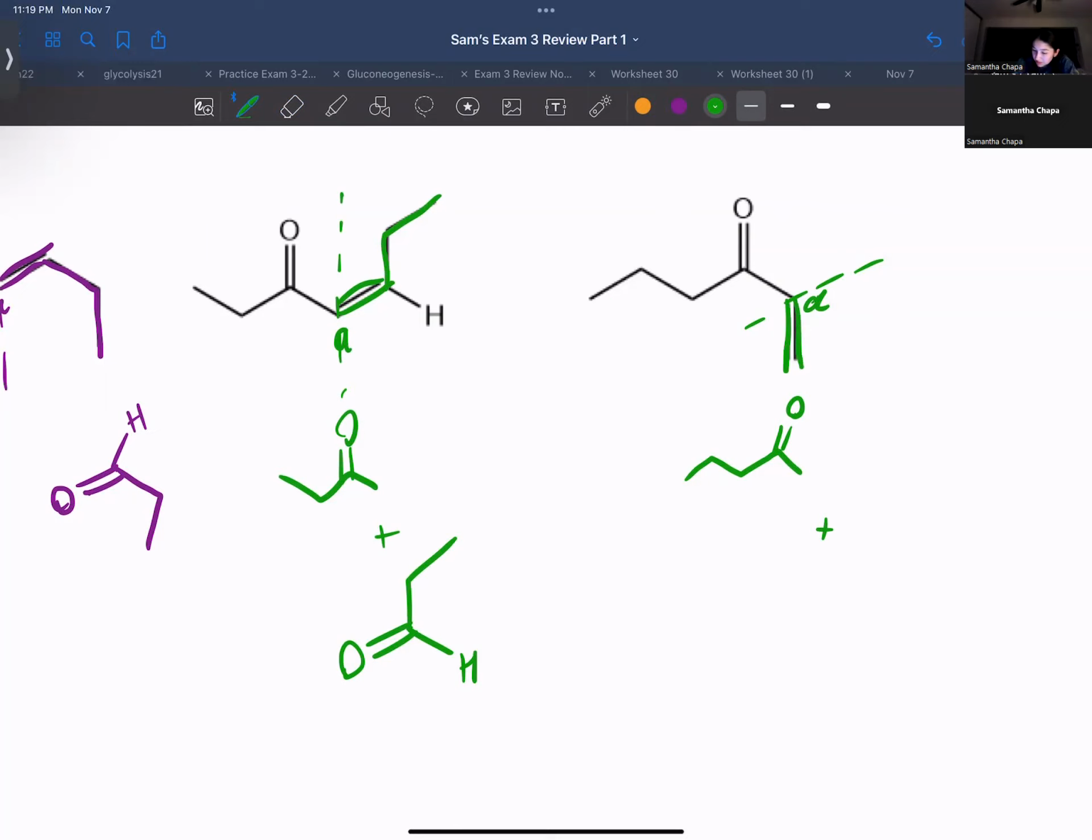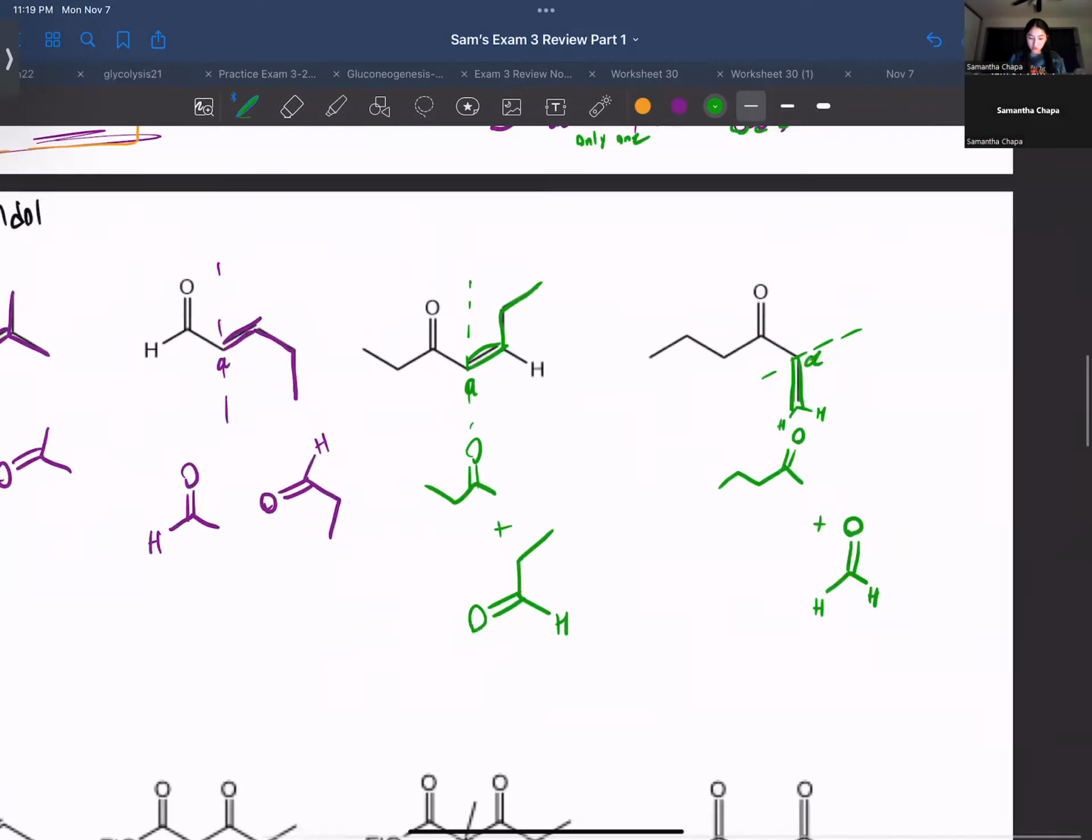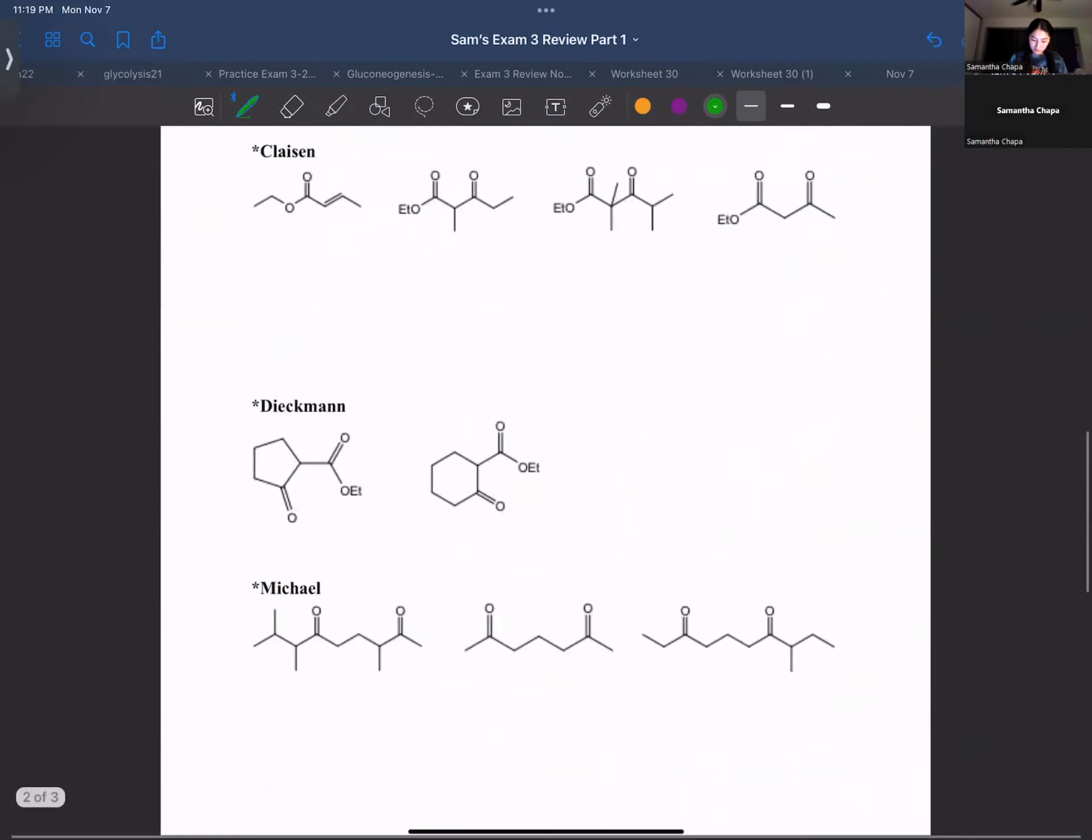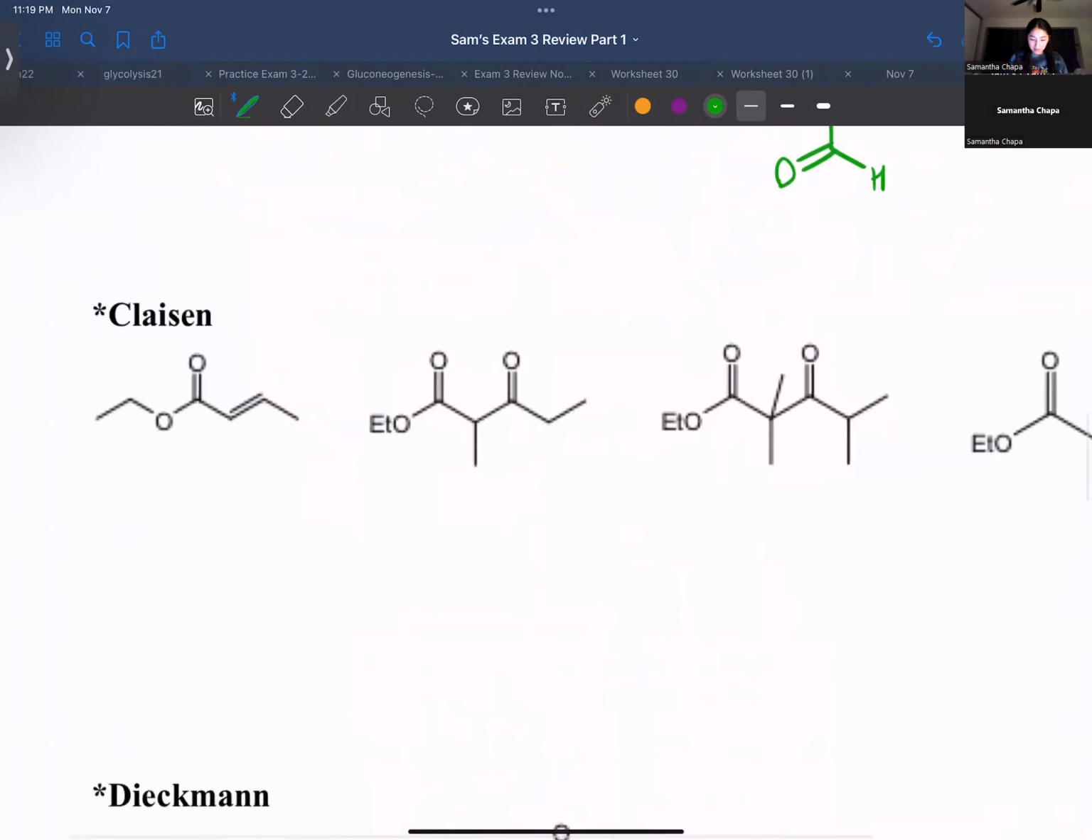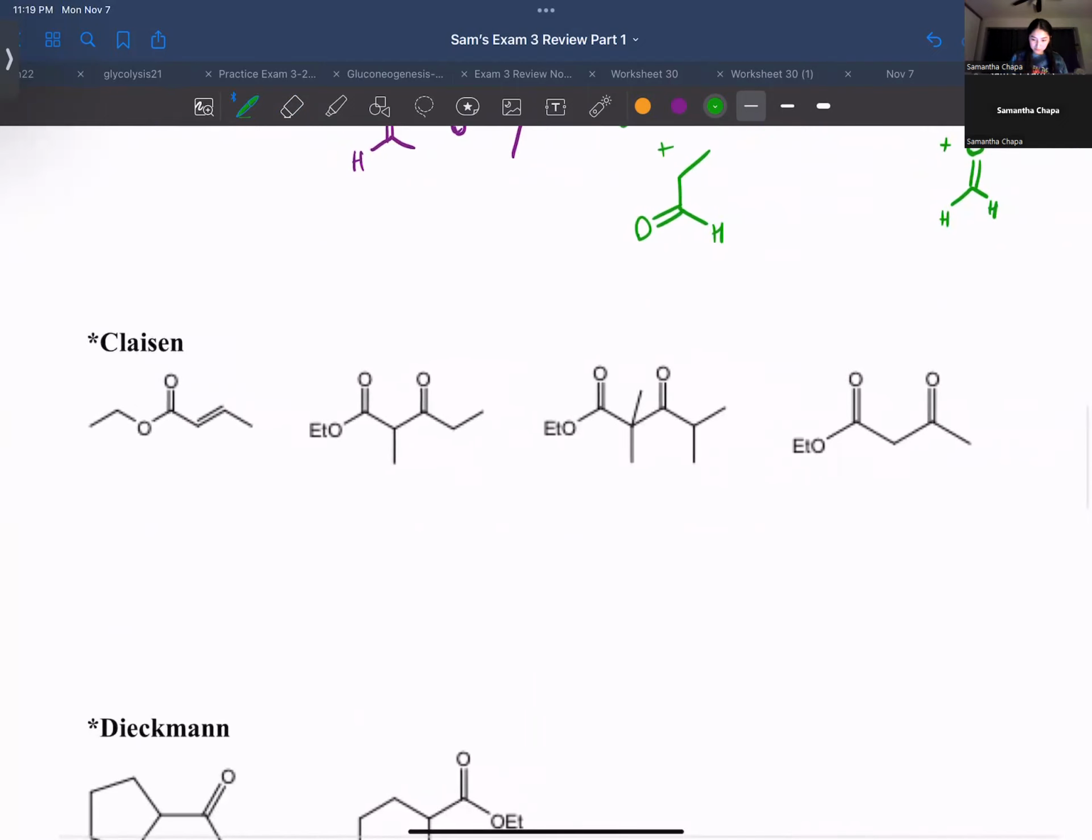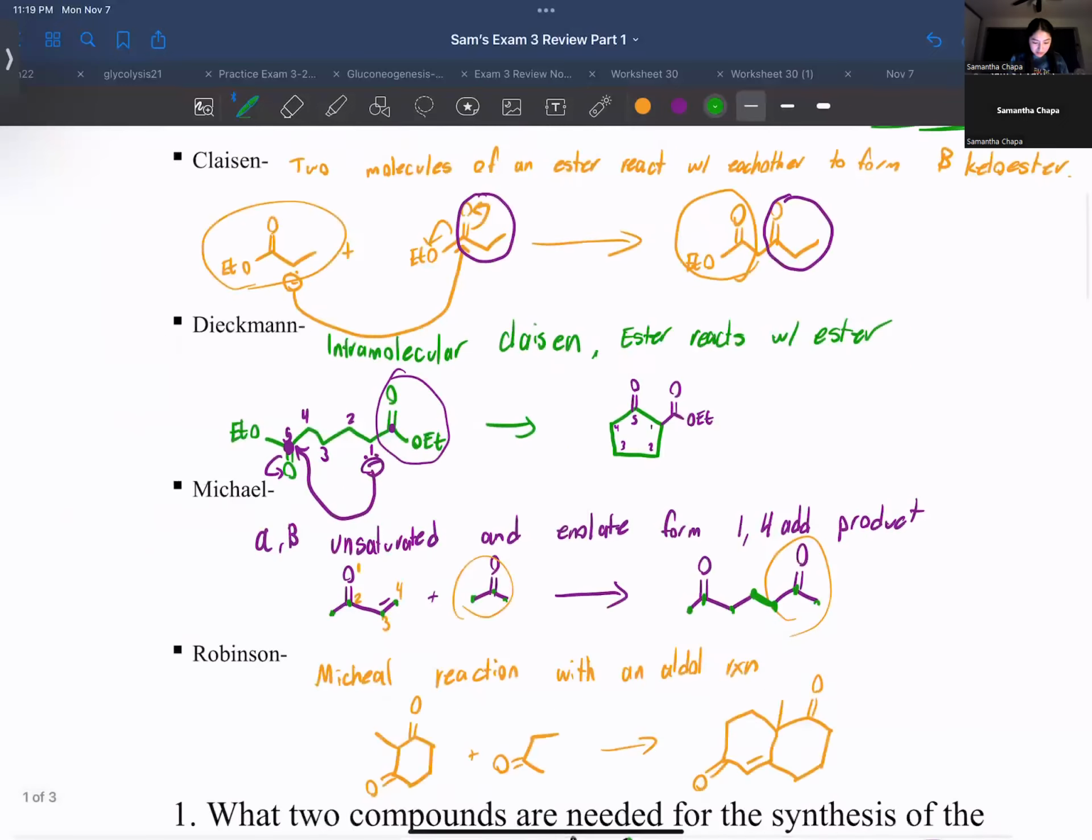Find my alpha carbon, split it in half. I'm just gonna add my hydrogens just because it bothers me. And add an oxygen. Cool. For my Claisen. Okay. For my Claisen, let me see what I'm doing.